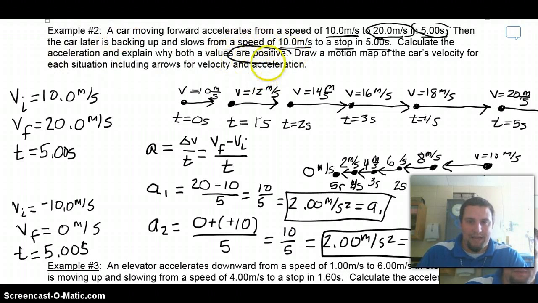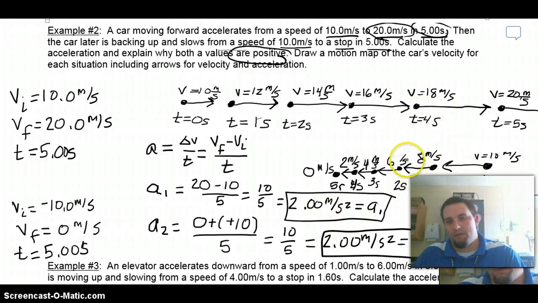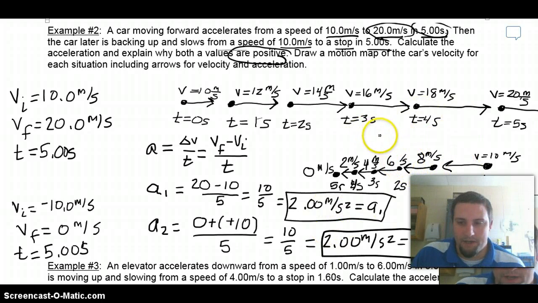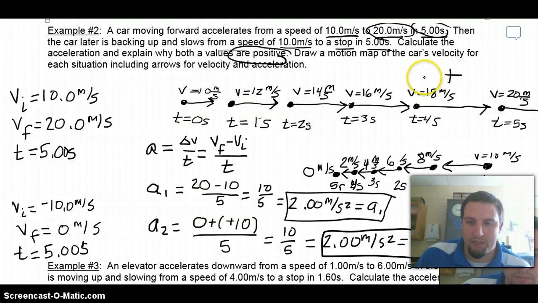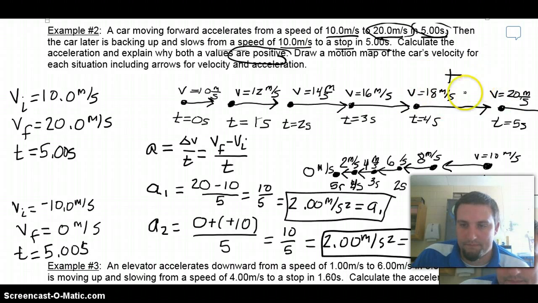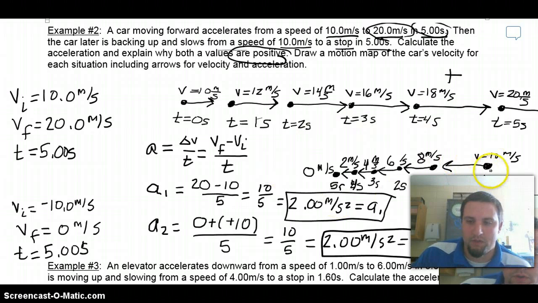We end up with a positive acceleration. Why? Because in both situations the vehicle is accelerating towards the right. How can this be? Well, in the first situation, since we're moving to the right, or we're moving in the positive direction, and we're speeding up, that means we are accelerating into the positive direction. In the second situation, we're moving to the left, or we're moving in the negative direction, and we're slowing down.